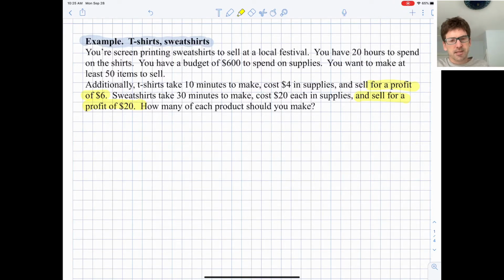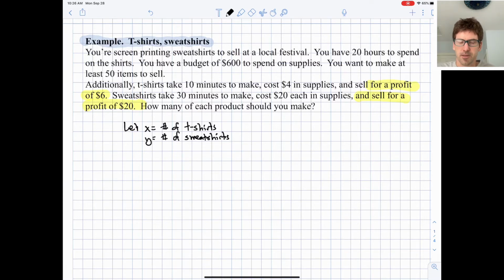So let's think about what our constraints might be, what our limitations might be. So first off, we can say, let x equal number of t-shirts. It's really helpful to define your variable, and y is number of sweatshirts. Make sure you're clear on what your x and y variables are. All right, so we can write some constraint equations next.